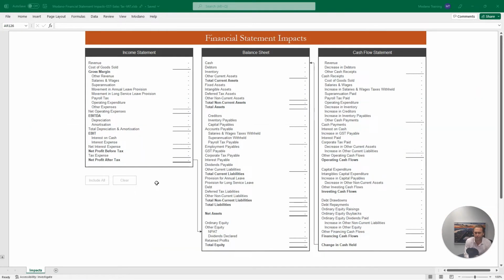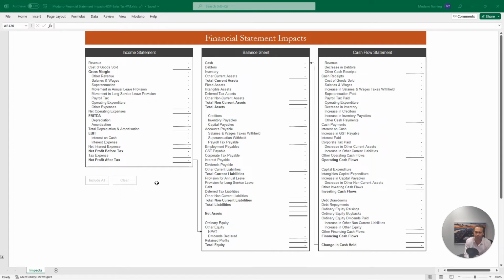Probably the most important thing to note is that GST does not directly impact the income statement, as revenue and expenses are reported in the income statement exclusive of GST. This means that the revenue and expenses reported in the income statement will be lower than the cash impacts of these items on the cash flow statement, which will include the GST that's been added to them.